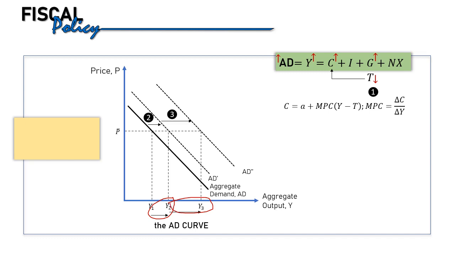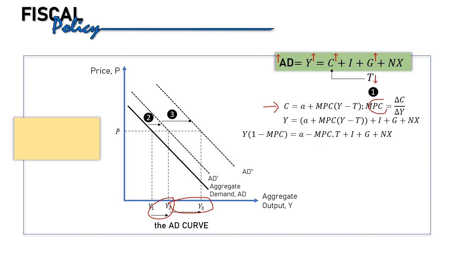How to calculate the full effect? Let's write the equation more completely. Suppose the C function is linear. C equals A plus marginal propensity to consume, or MPC, times (Y minus T), or disposable income. MPC is delta C over delta Y, or the impact of Y on C. So we have Y equals A plus MPC(Y minus T) plus I plus G plus NX, and with simplification we get this.